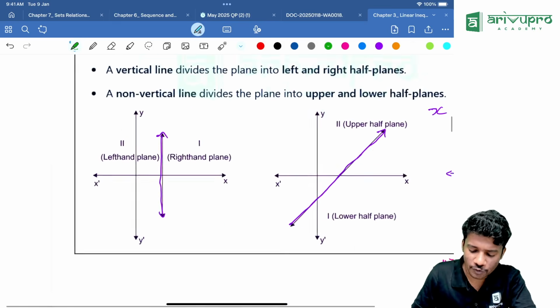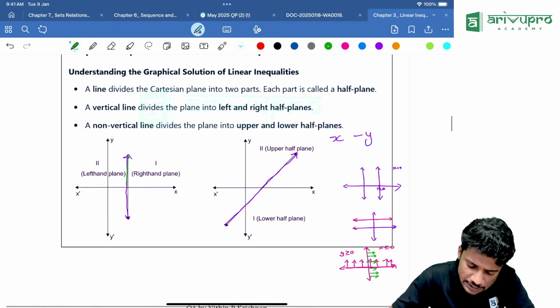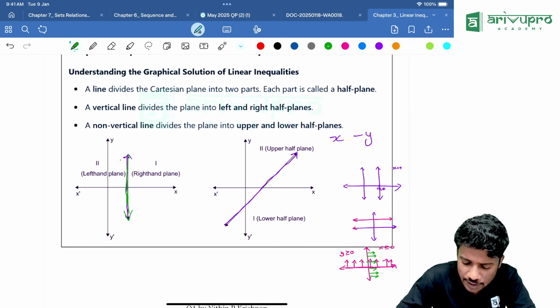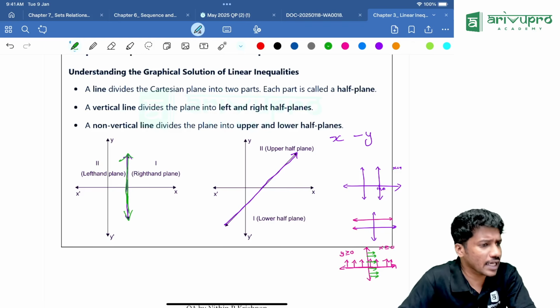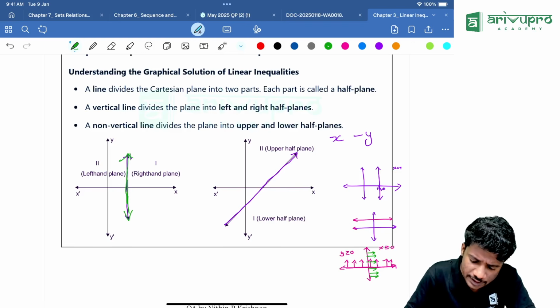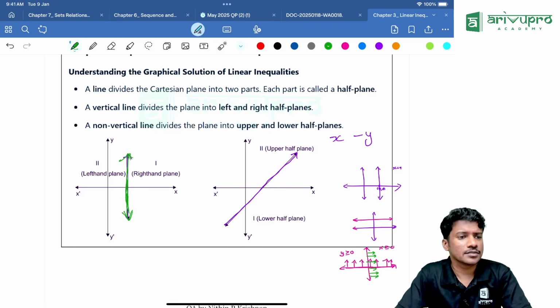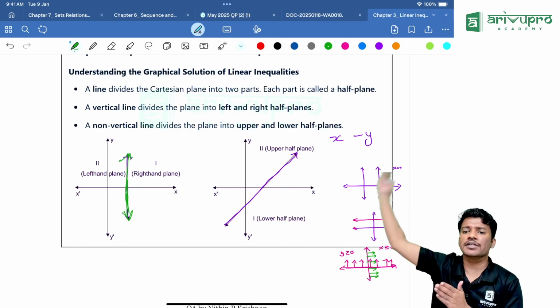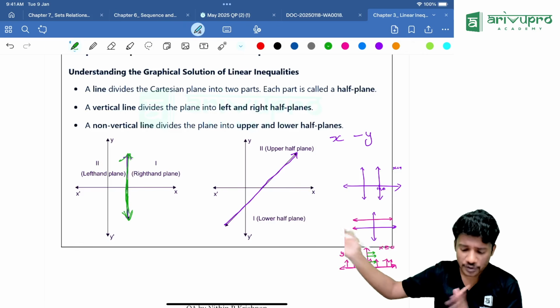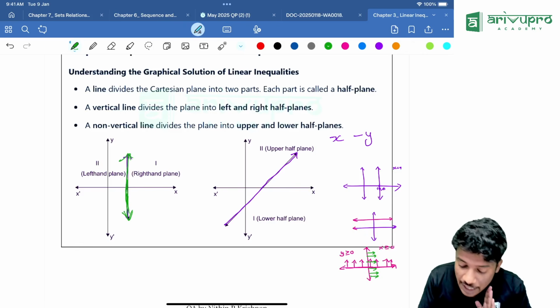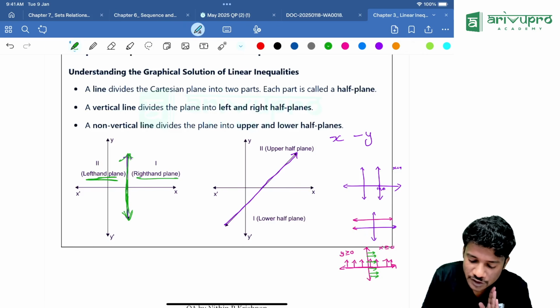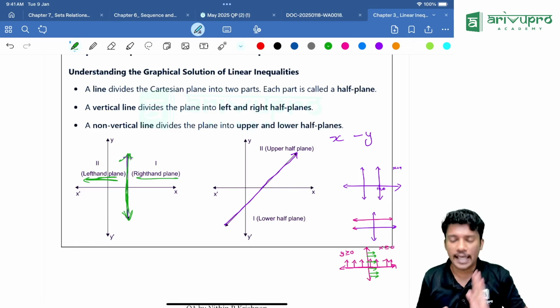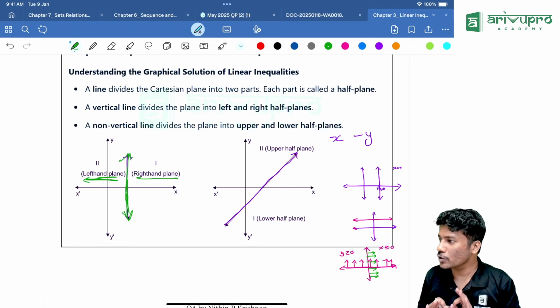Now that is given over here. When there is a line cutting the x-axis or y-axis, for example, here it is cutting the x-axis. We will say whatever is towards the right of the line is called what? The right hand plane. Towards the left is called what? The left hand plane. That is one thing you need to know.